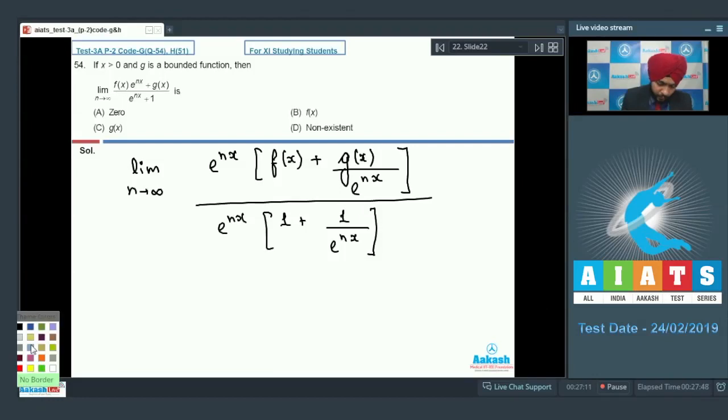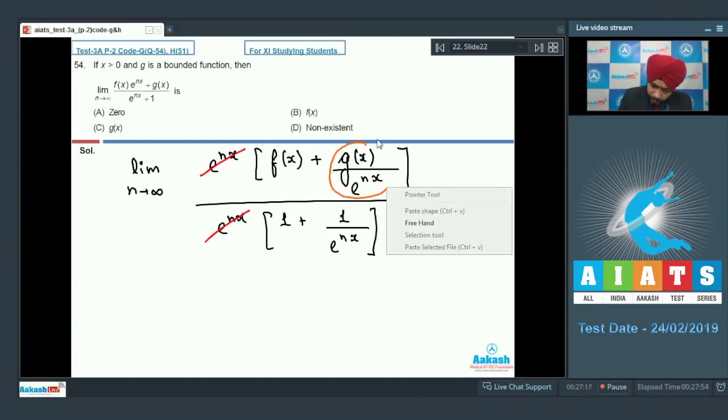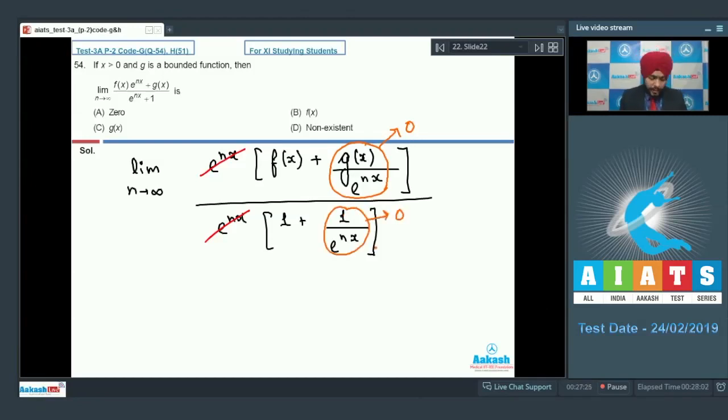Students, very carefully, we can easily cancel this term. We also know that this term tends to 0 because g(x) is given to be a bounded function, and definitely this term also tends to 0 when n tends to infinity. So the answer of this question within a single step is simply f(x), which means option B is correct. Only one option is correct for this question. Let us move on to 55.